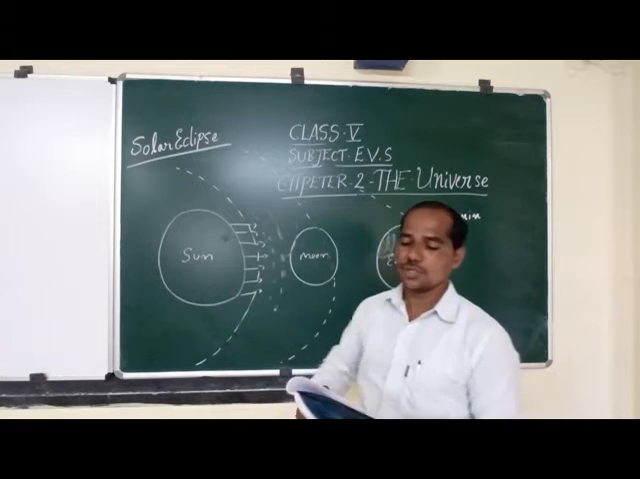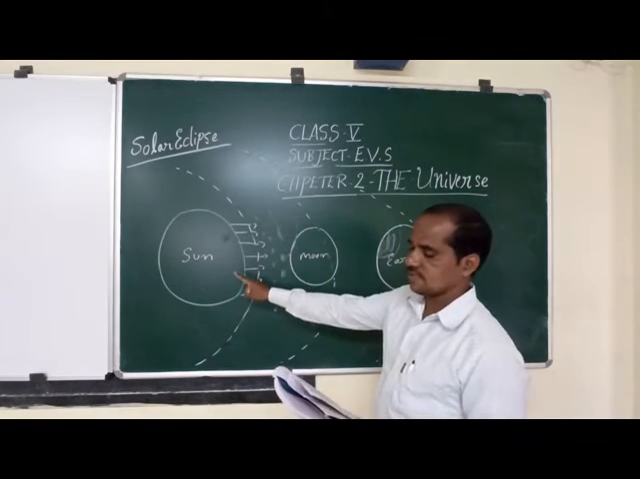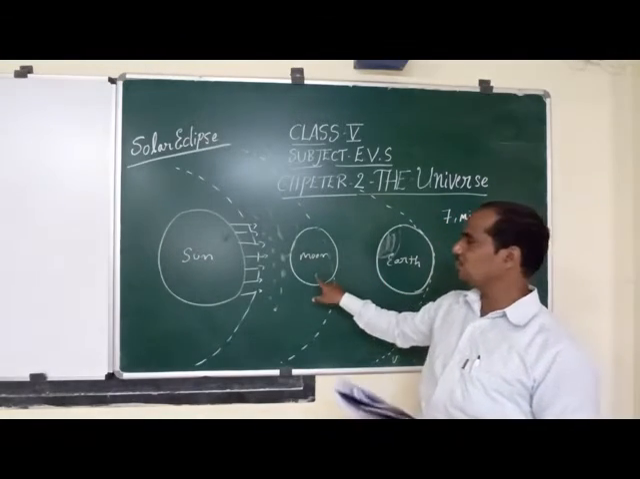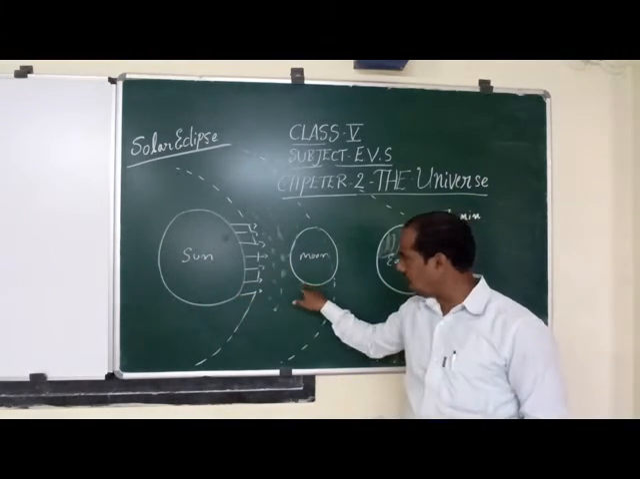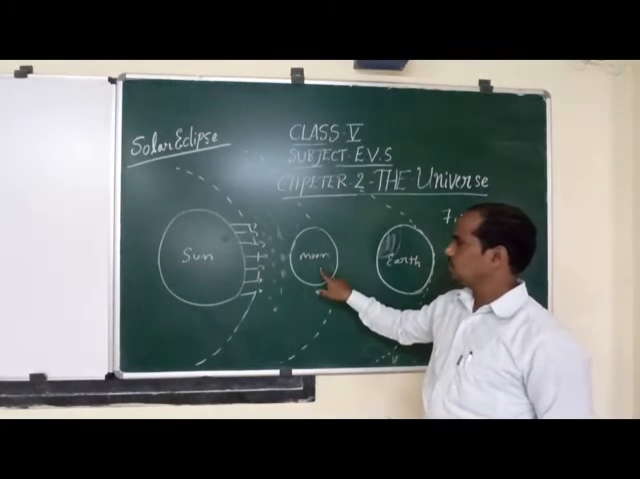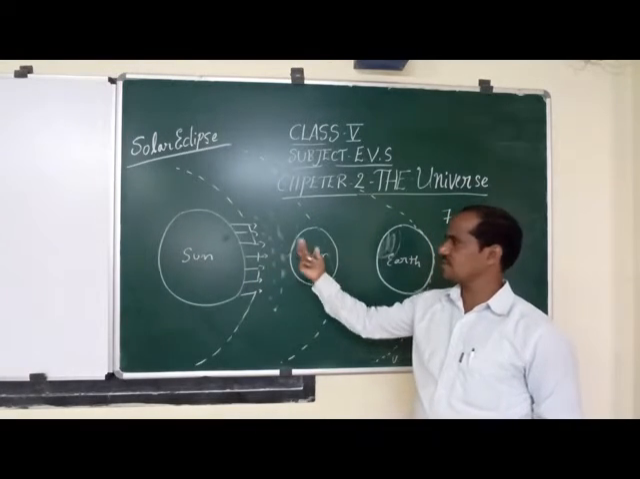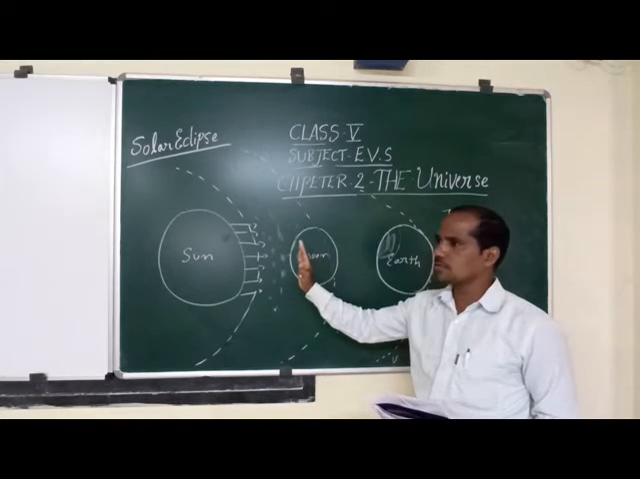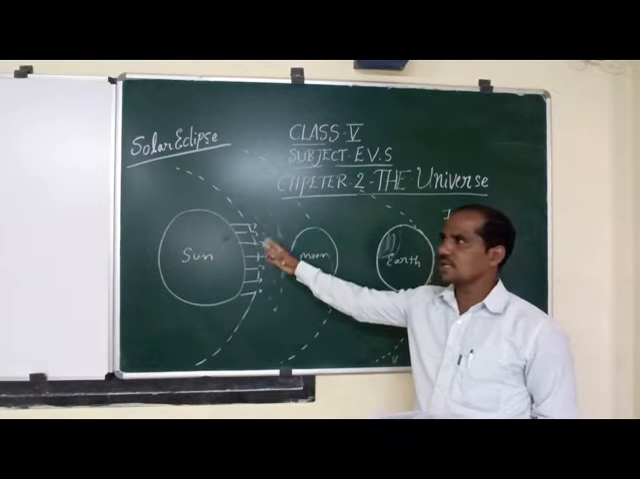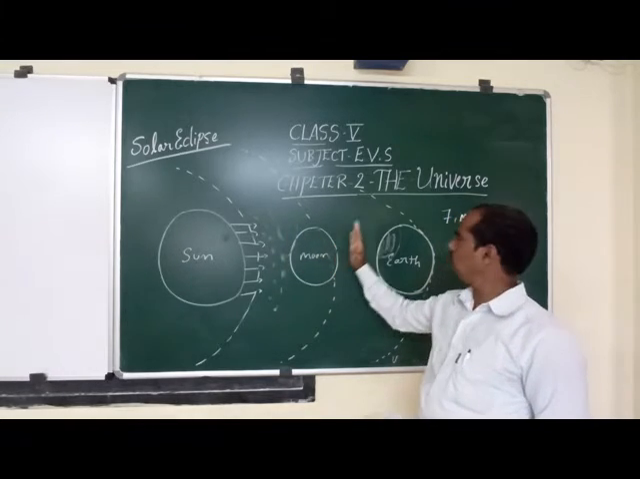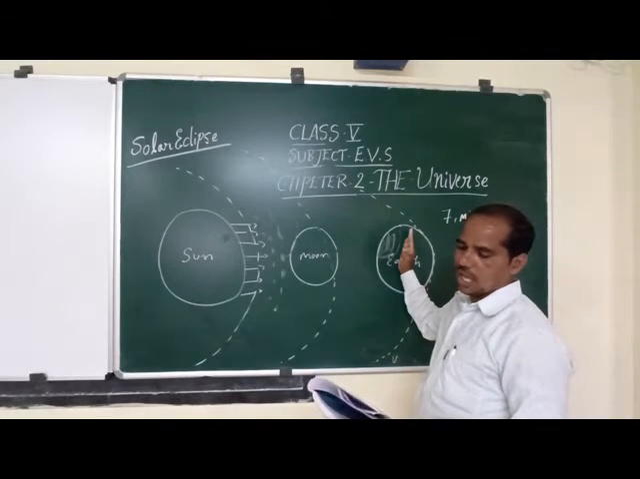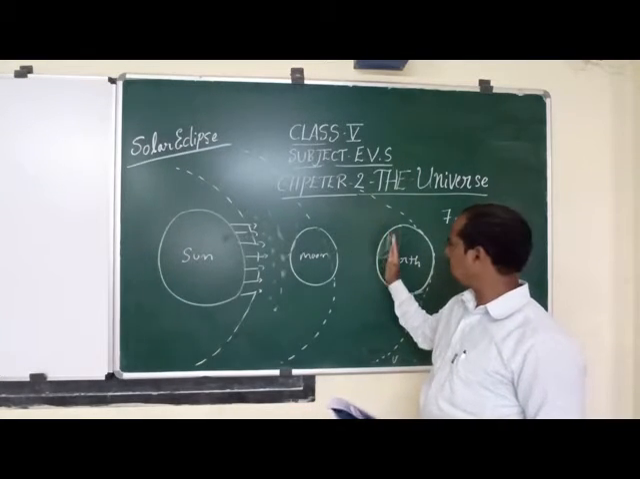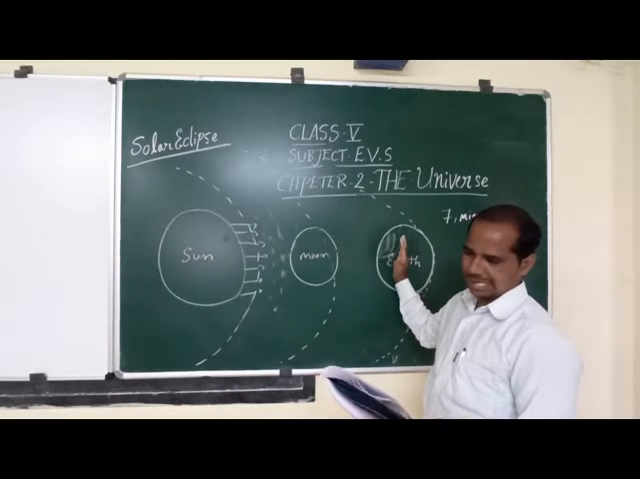Understood, children? A solar eclipse occurs when the moon comes between the sun and the earth. The moon blocks the sun and casts a shadow on the earth. When the moon blocks the sun, we cannot see the sun, isn't it? That moon shadow will fall on the earth, and the people living on that part only may see a partial eclipse.